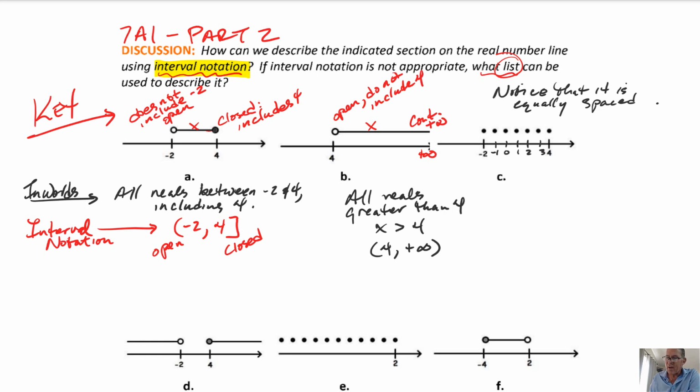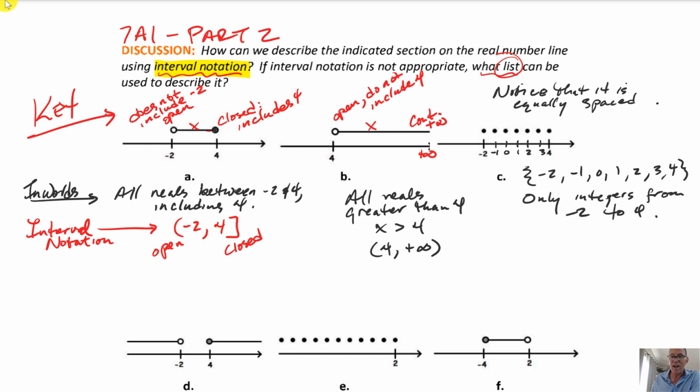So this graph here is totally different than the previous two because these are just numbers from negative 2 to 4, but don't include all the numbers between them. This set includes negative 2, negative 1, 0, 1, 2, 3, and 4, but not all the numbers between these numbers. So these are all the integers from negative 2 to 4. Only integers, not the rational numbers in between them.